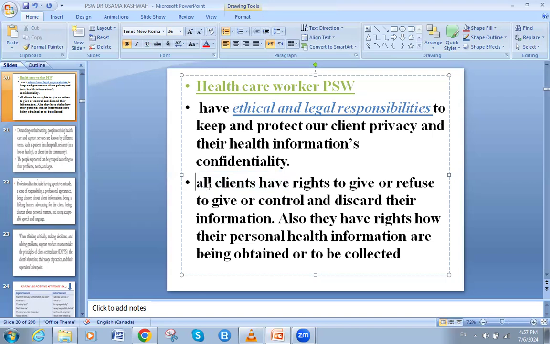Also, respect the privacy of your clients. You have to respect the privacy of the people who need health care as well.